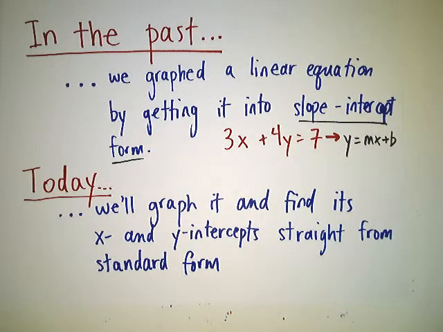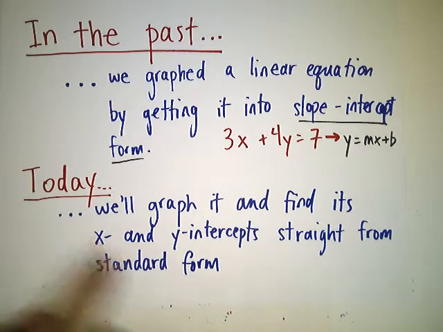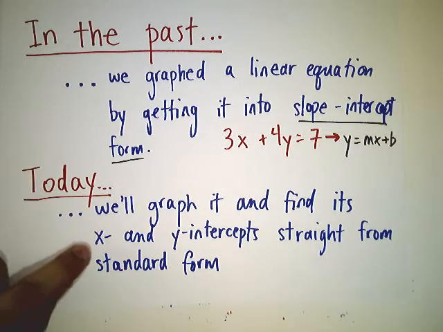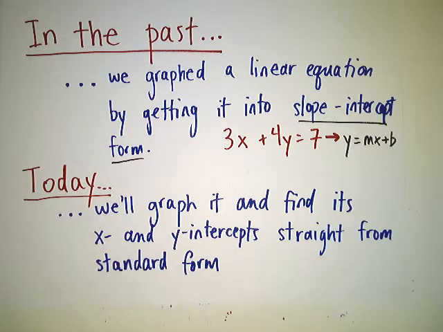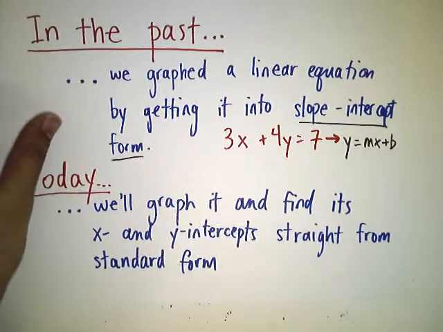Now today what we're going to do is I'm going to give you some equations, and we're going to graph these by finding the x-intercepts and the y-intercepts. That means the places, again, where the line hits the x-axis and the y-axis. And we'll see, we don't even have to take it out of standard form in order to do this. So let's see how we do that.